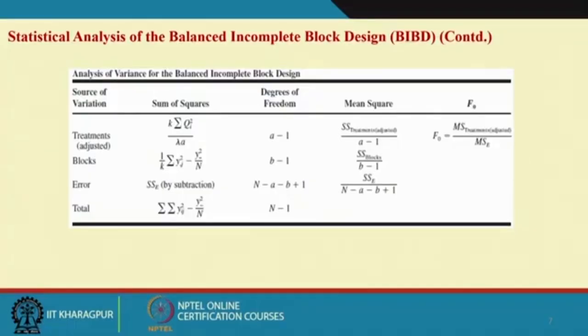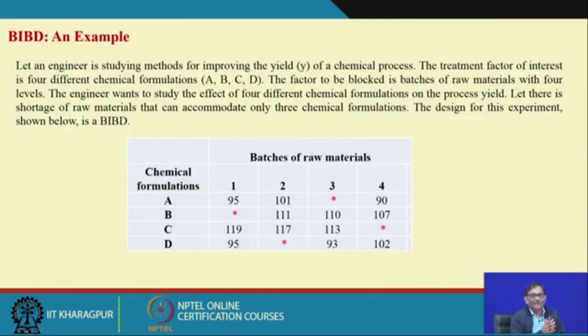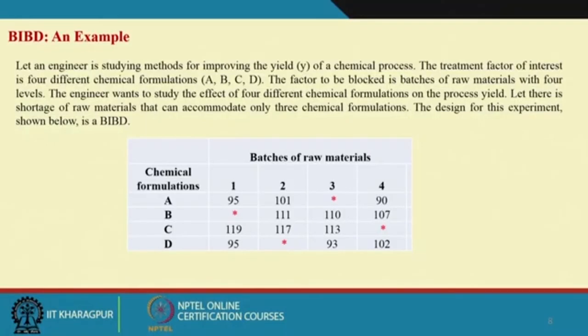The ANOVA computation will remain the same. The remaining part of the table is like this: first find out the MS treatment, MS block and MS error, then you see F0, MS treatment adjusted by MSE, and this will be F distributed with a minus 1 and N minus a minus b plus 1 degrees of freedom. So, we will see one tutorial here in terms of an example.